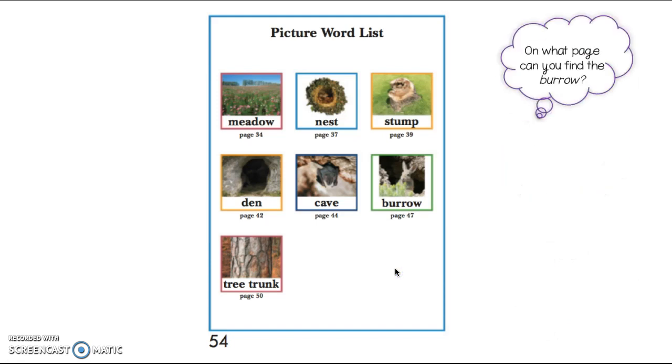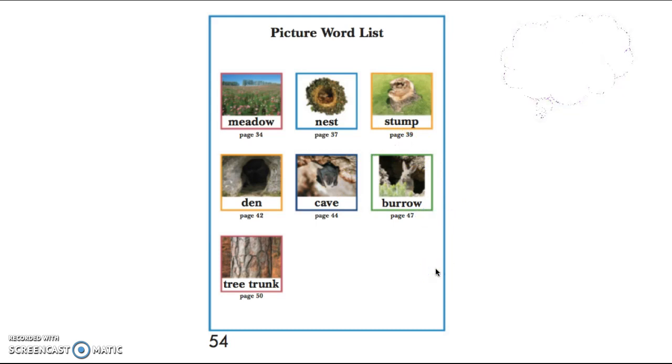You know what else? All right, so let's try to use that. On what page would you find the word burrow? There it is. So what page number is that right there, friend? Yeah, it's 47. So if I turn to page 47, I'm going to see all about the rabbits in their burrows. Cool. All right, this is fun. I like this word list page. What about you?